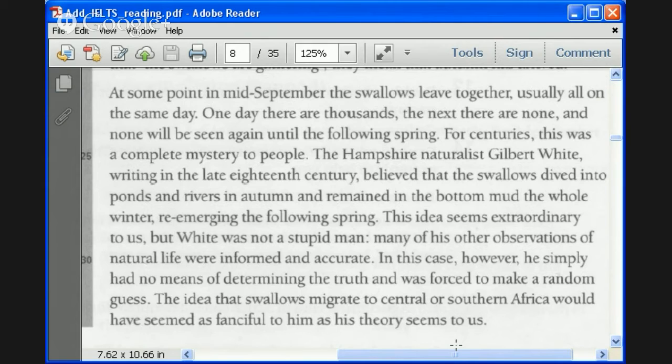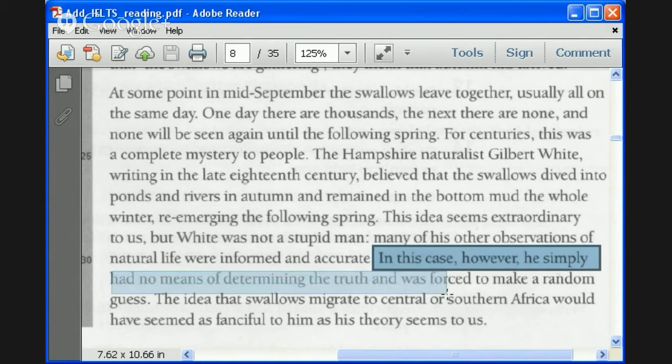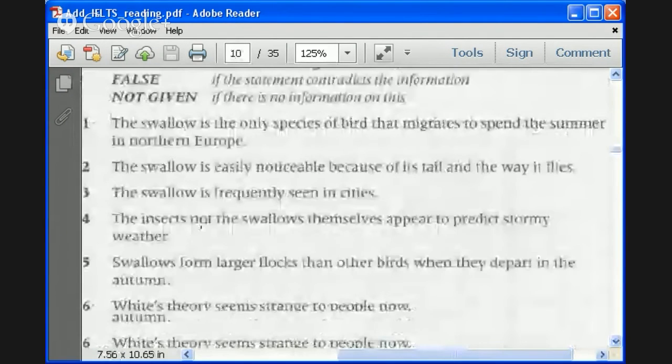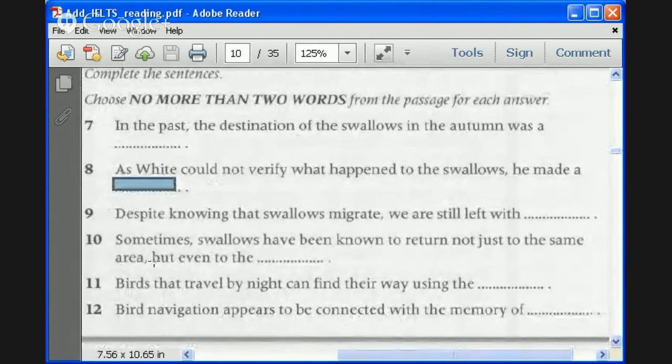That's quite a piece of text. Yes, it is. It's like 2 pages. But I assure you that the answer is definitely here. He made a theory. Line 31. He simply had no means of determining the truth and was forced to make a random guess. I am not sure if theory would be accepted. Yes, a guess. A guess would definitely be accepted. A random guess, 2 words, would definitely, absolutely be correct.